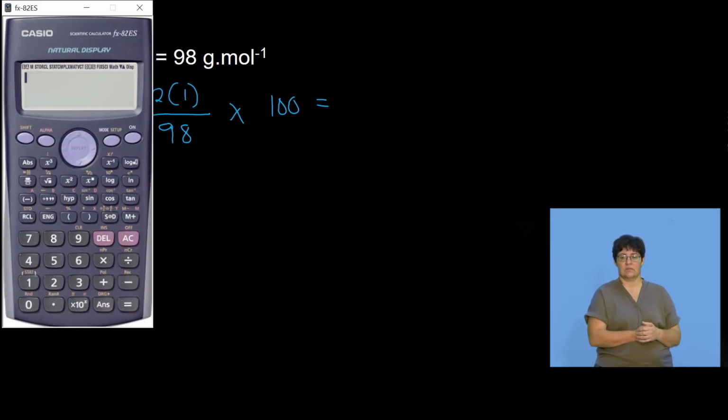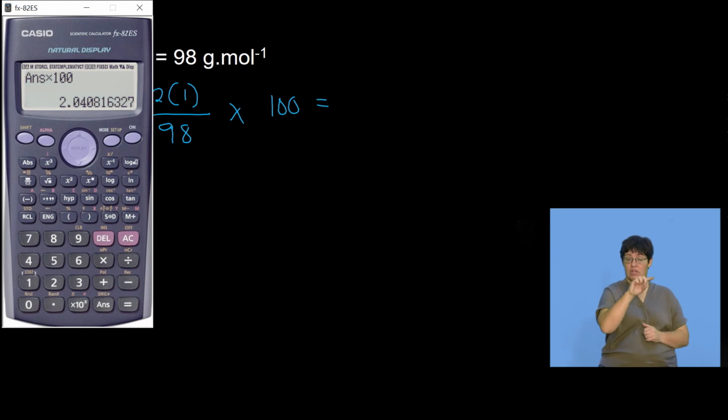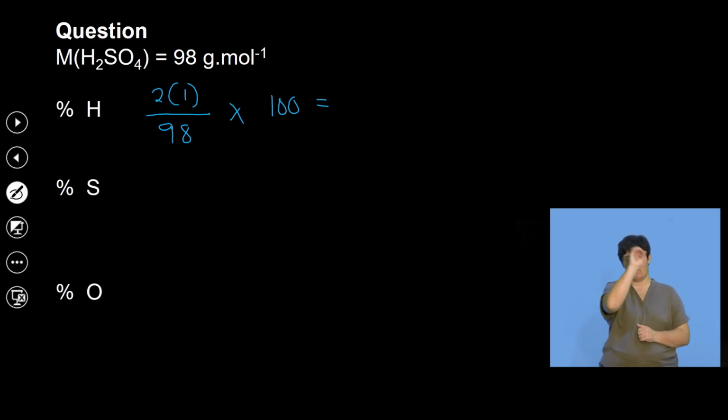We've got 2 divided by 98, multiplied by 100. So we're going to express this as a percentage. So what does that give us? 2,04. So the percentage of hydrogen here is 2,04%. So this mass of hydrogen expressed as a percentage is 2,04.